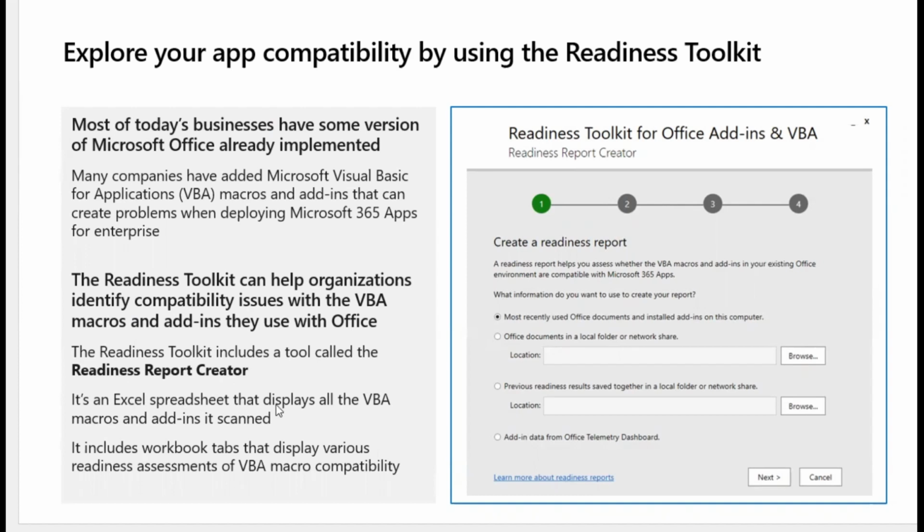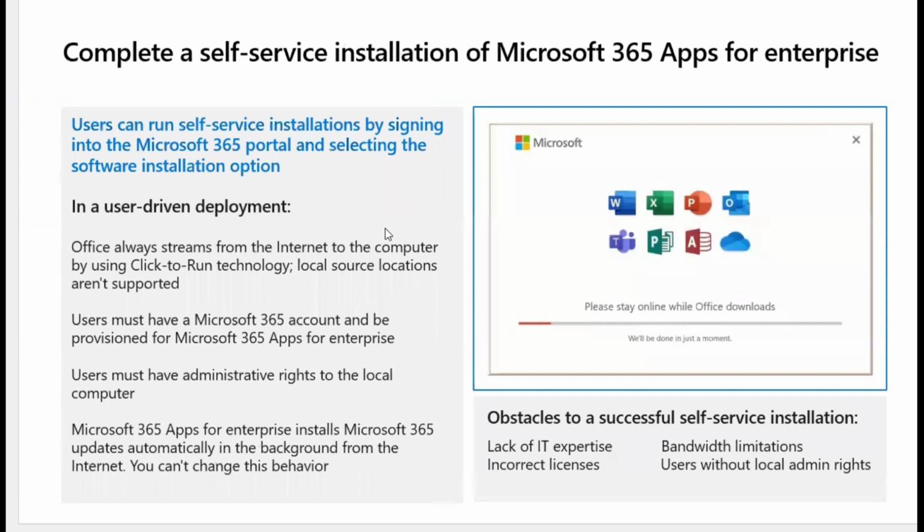It's an Excel spreadsheet that displays all the VBA macros and add-ins it scans. It includes workbook tabs that display various readiness assessments of VBA macro compatibility. The Readiness Toolkit for Office apps helps you test your computer and see whether your computer is ready for these Office applications or not. But on the majority of modern devices, you'll be able to install this Office.